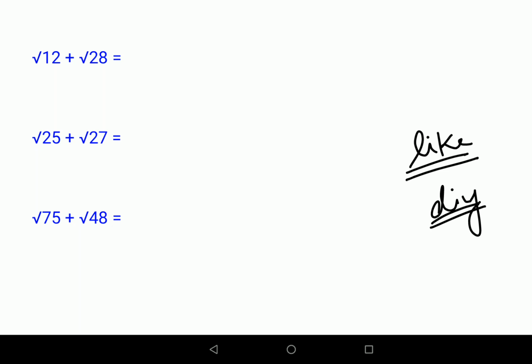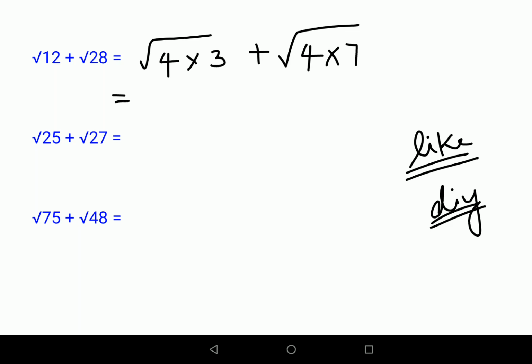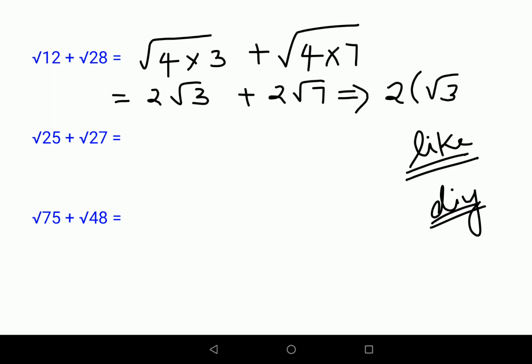So here we have what? Root 12. Root 12 can be written as what? 4 into 3, plus root 28 can be written again as what? 4 into 7. So this then becomes 2 root 3 plus 2 root 7. Now understand, you cannot add them and make it 4, 2 plus 2 make 4. Why? Because the roots are different. In case the root was same, then you could have added. So the maximum you can do here is just take 2 outside and write the rest as it is. That's the only simplification which can be done for this particular sum.